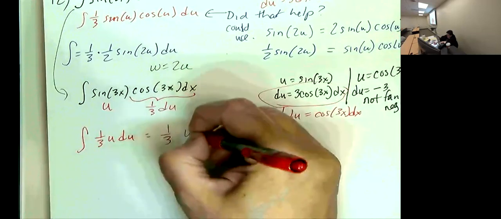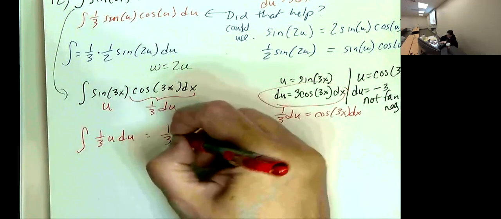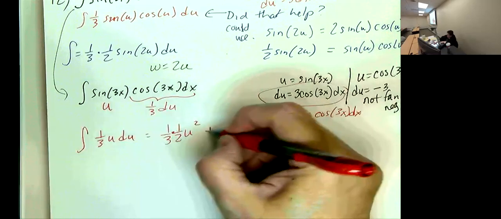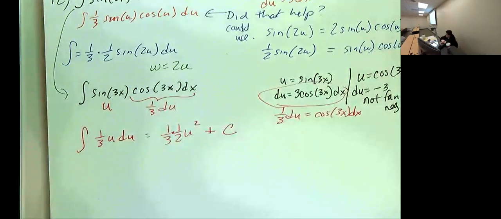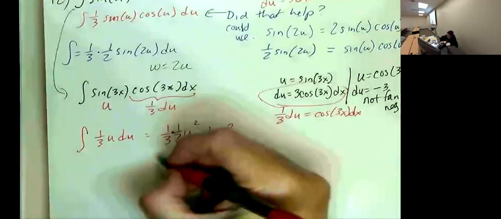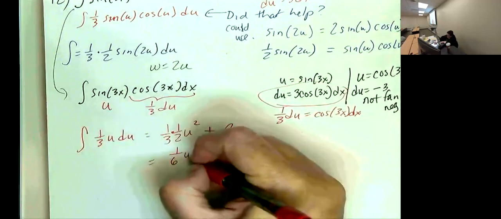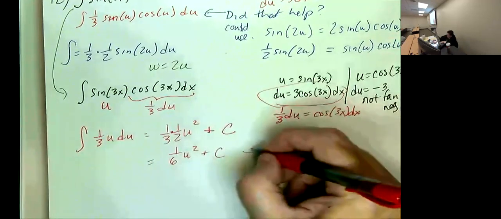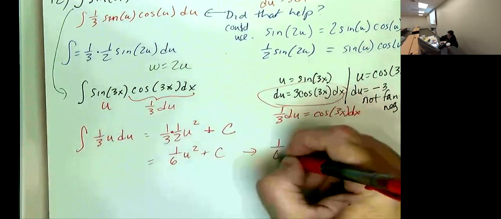Up a power, divide by the power, plus the constant of integration. When you do not have limits of integration, you have to have a constant of integration. So I've got 1/6 u squared plus c, but I did not start with u, and so I am not going to end with u.